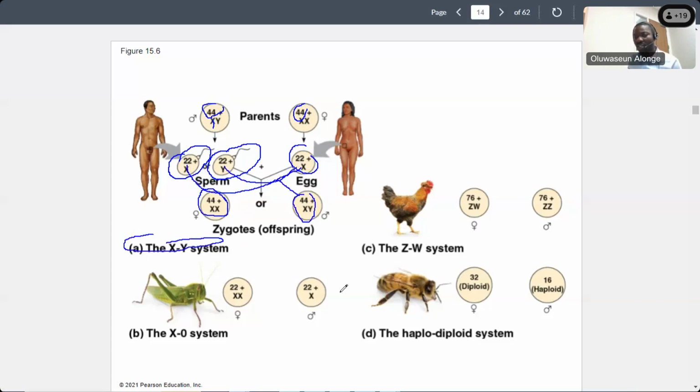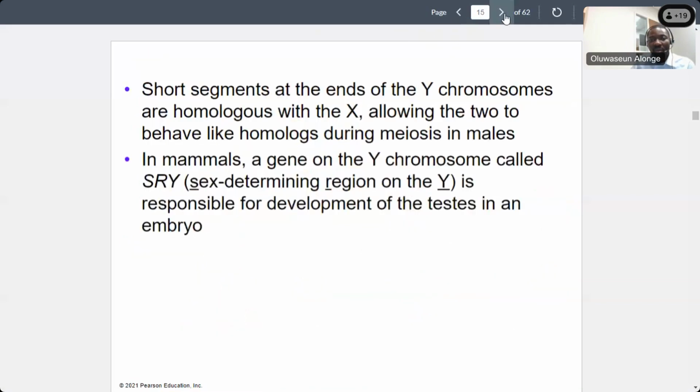Of course, there are other systems, which are not a priority this evening. So don't worry about those. All right, a short segment at the end of the Y chromosome is homologous with the X. You want to take note of that. And that allows the two to behave like homologues during meiosis in males. So the X and the Y have segments that are related. In mammals, the gene on the Y chromosome called SRY, the sex-determining region on the Y, is responsible for development of testes in an embryo. You want to just take note of that.